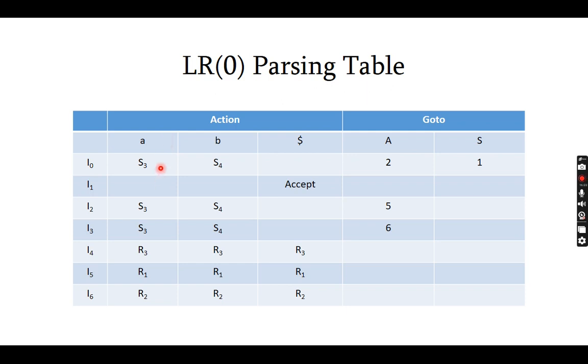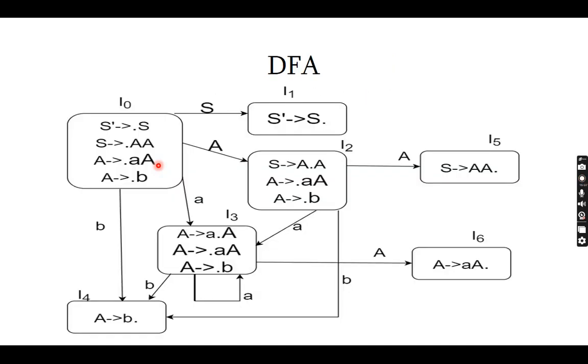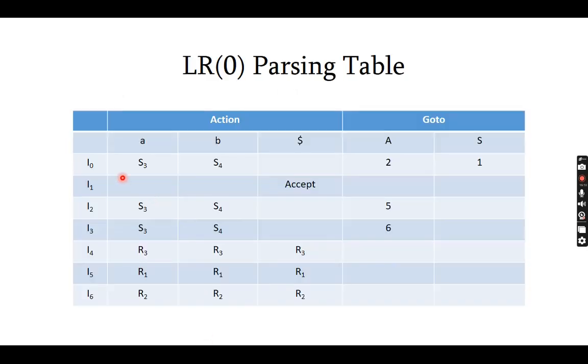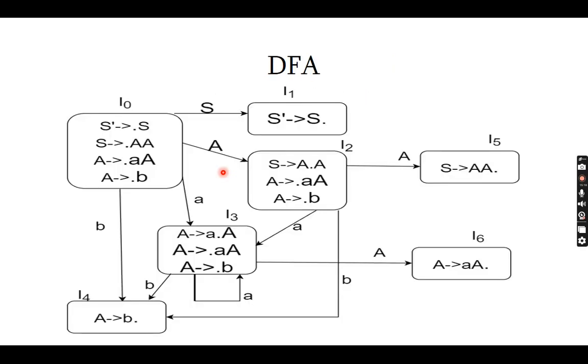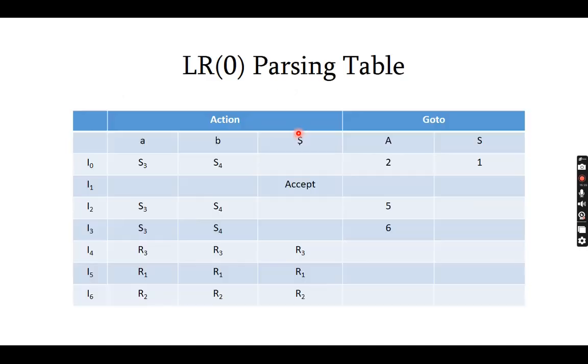Okay. So now S3 indicates shift operation. Now I0 on B going to I4. So in the I0 row, B column, I have to write S4. And I1 is a final item belonging to the start symbol. So in the dollar column I have to write accept.